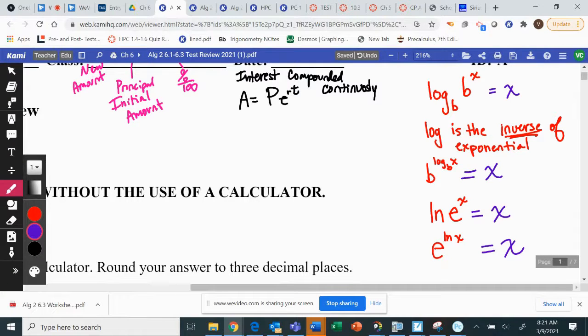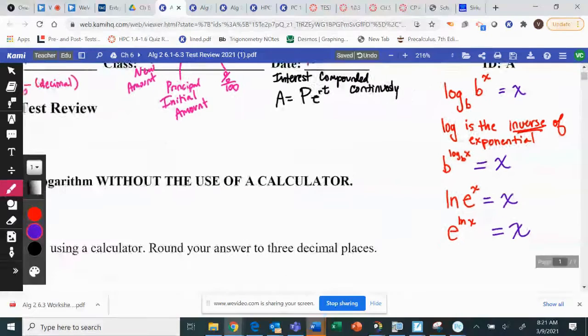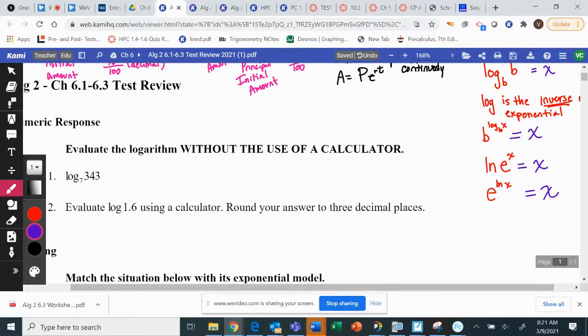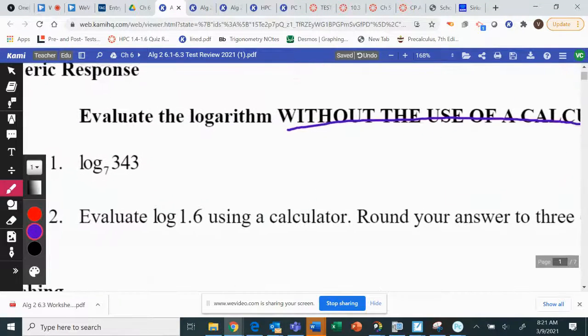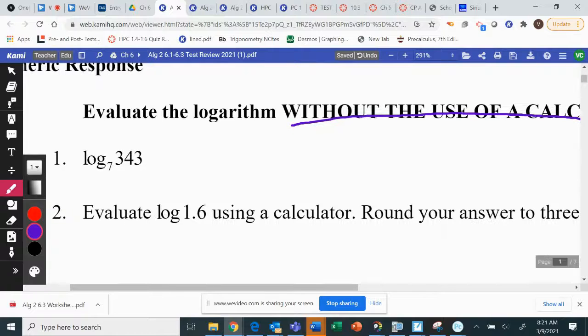So as you're going through this, there are some questions that you should be able to do without the use of a calculator. Okay, let's look at number 1 together. It says evaluate the logarithm. So we're going to simplify anything we can simplify.